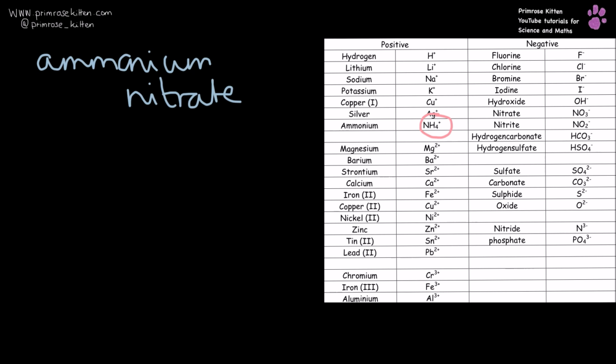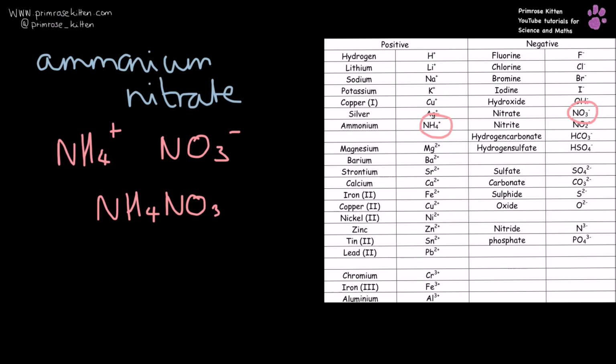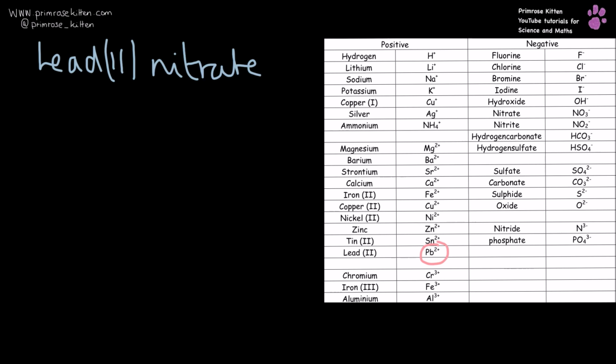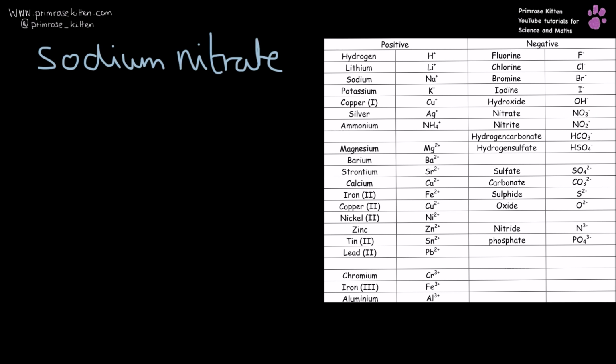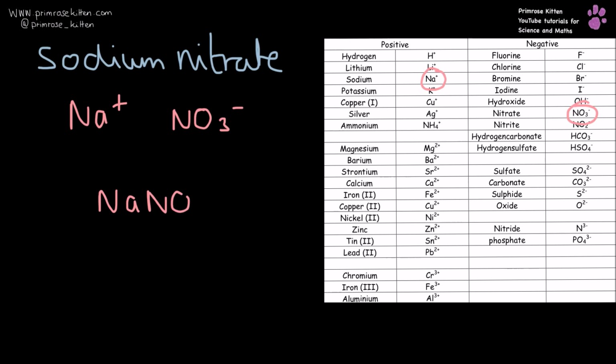Ammonium nitrate, we have NH4+ NO3-. These can go together in a 1:1 ratio. Lead 2 nitrate, Pb2+ NO3-. So we are going to need 2 nitrates for each lead. Sodium nitrate, Na+ NO3-, NaNO3.